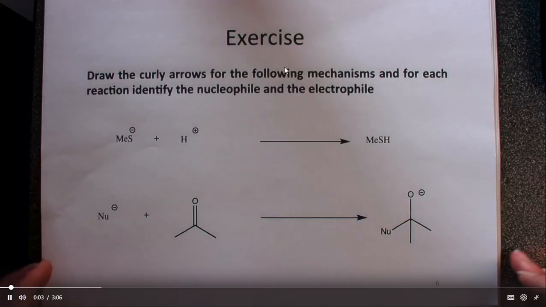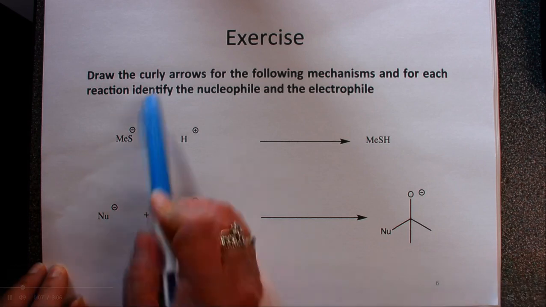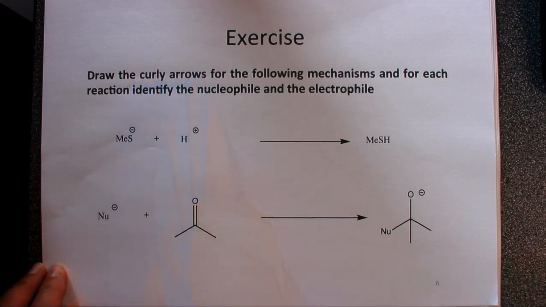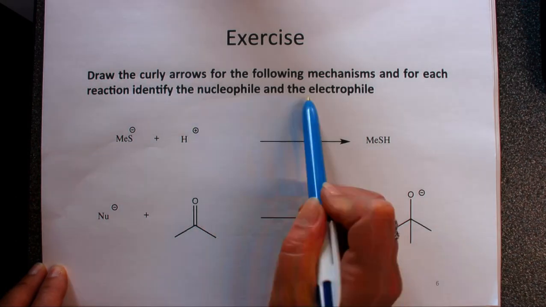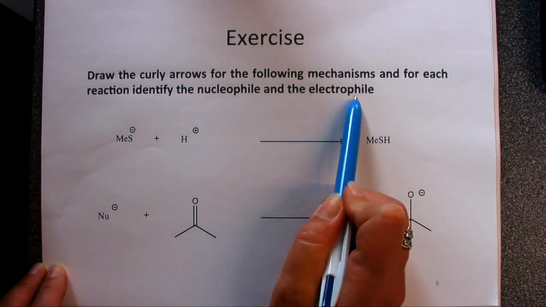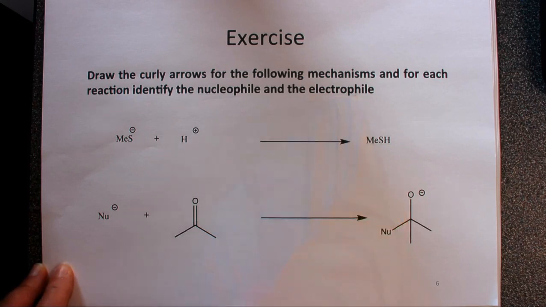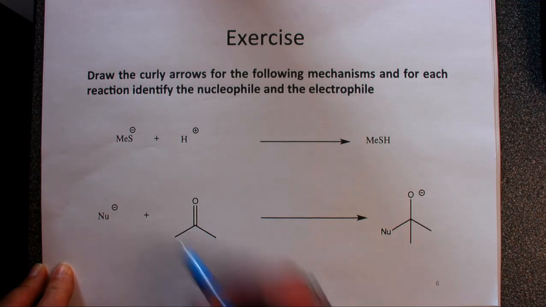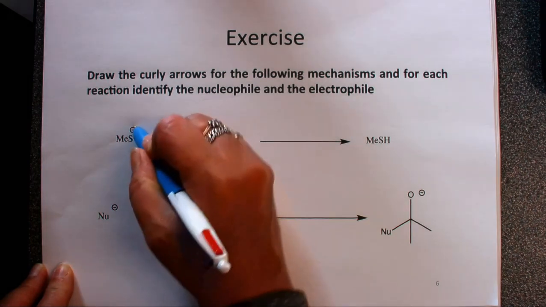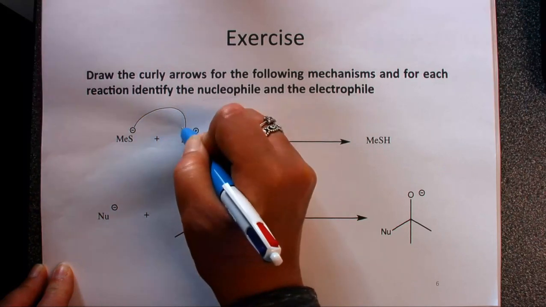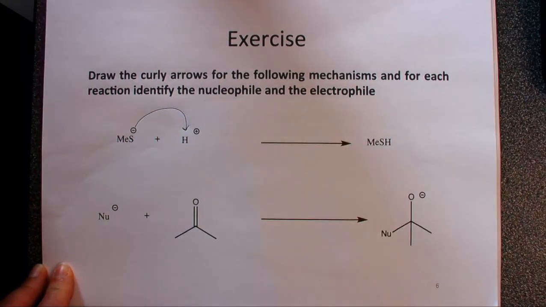So there's a few things to note in this exercise. First thing we're doing is obviously drawing the curly arrows. So that means we have to have an understanding of where the nucleophile is and where the electrophile will be. For the nucleophile, remember that's something which is negatively charged, and what we're going to do is draw our arrow from the high electron density nucleophile, which is here, through to the low electron density electrophile.